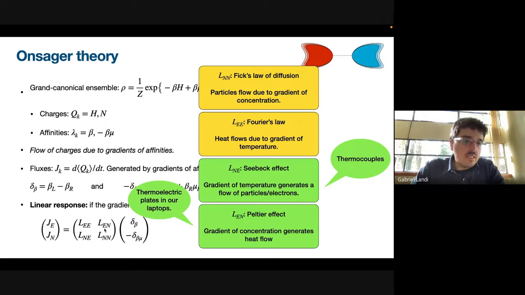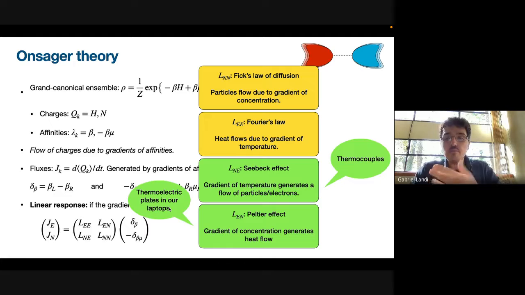And the other one, LEN, is called the Peltier effect, and it's associated with how a gradient of concentration generates a heat flow. Now, this is used: every laptop has a thermoelectric plate, which is used to cool it and stop the processor from overheating. And the Peltier effect is really the basis for this kind of application.